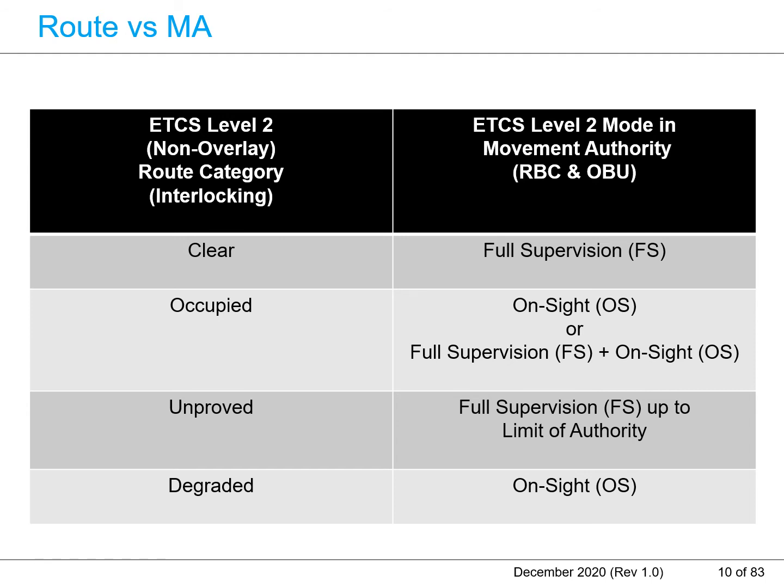When the signaler authorized the degraded route, via the interlocking system, the radio block center grants the movement authority, with on-sight mode, for the onboard ETCS. The onboard ETCS, in the on-sight mode, still supervises the speed and the destination of the block section. But the train driver is responsible for initiating brake and stopping before the object in the block section.